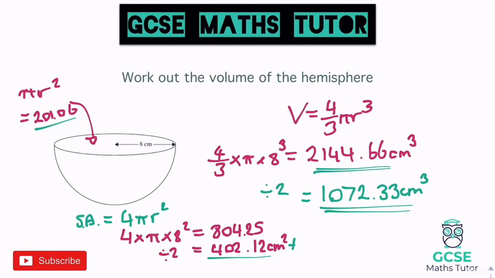So if you add 201.06, we get a total surface area of 102.12 added to that, gives us 603.18 centimetres squared. Again, I know we were looking at volume there, but just thinking about if you had to do the surface area as well, how you'd approach that when you've got a hemisphere and you've got to make sure you halve them and add on the extra circle.